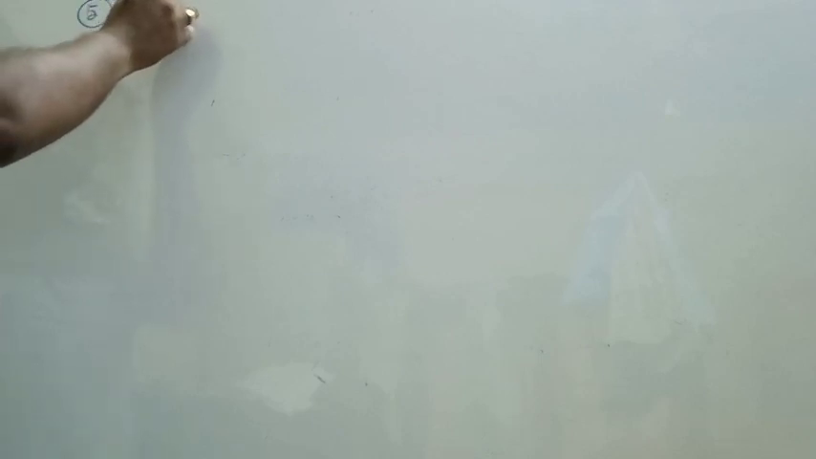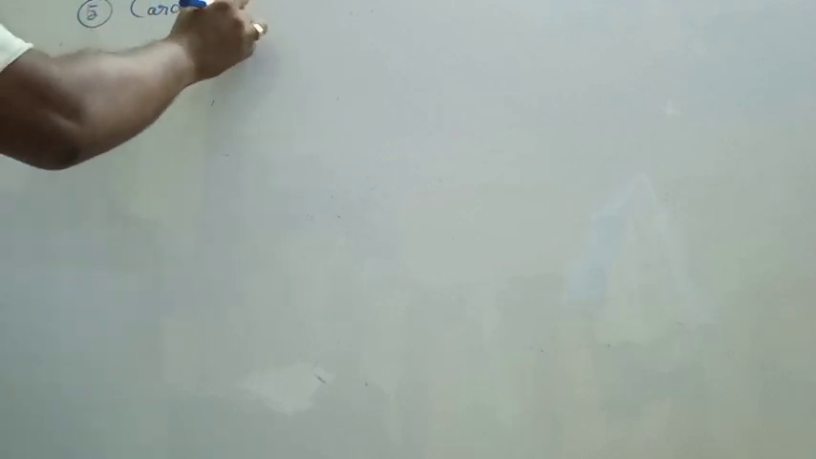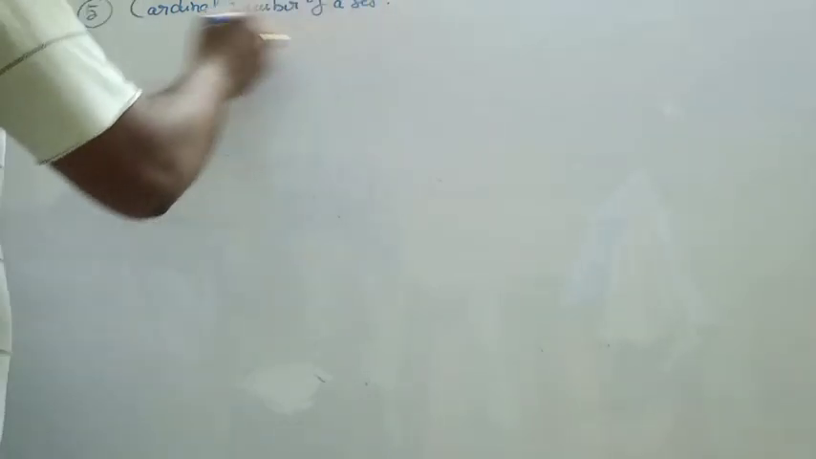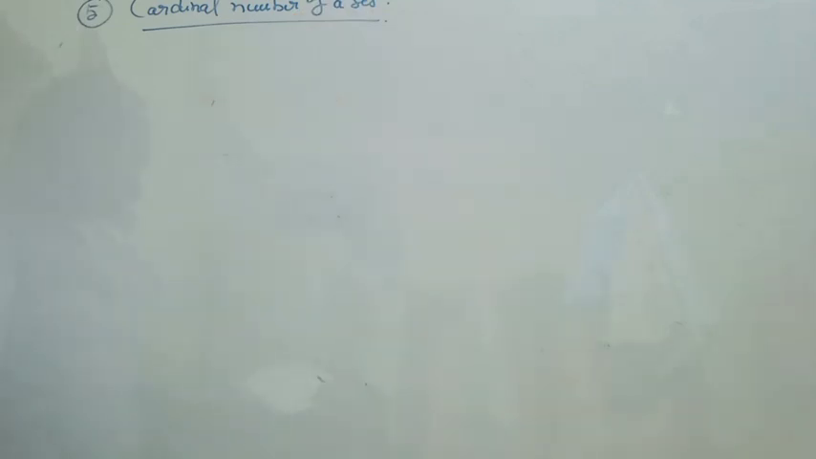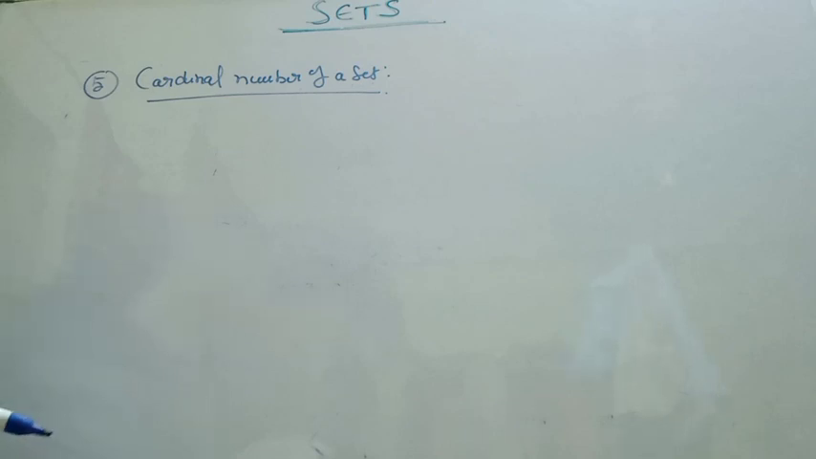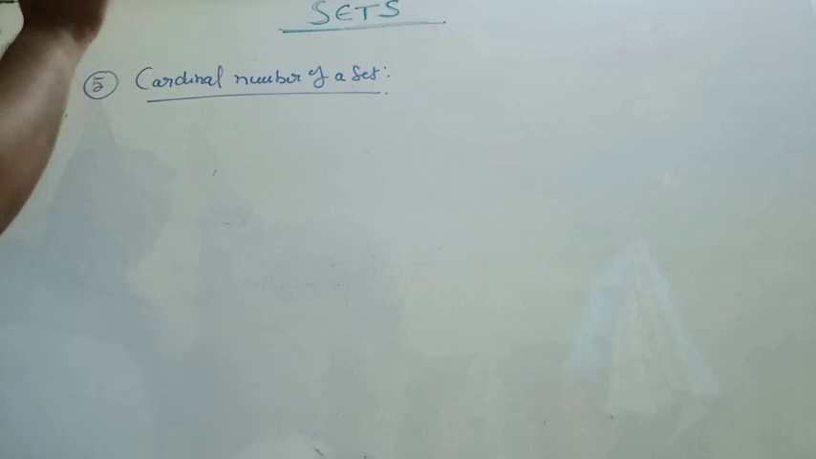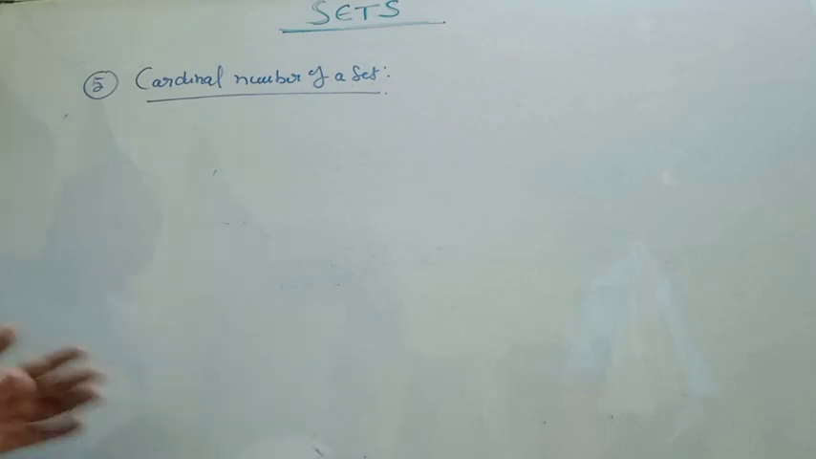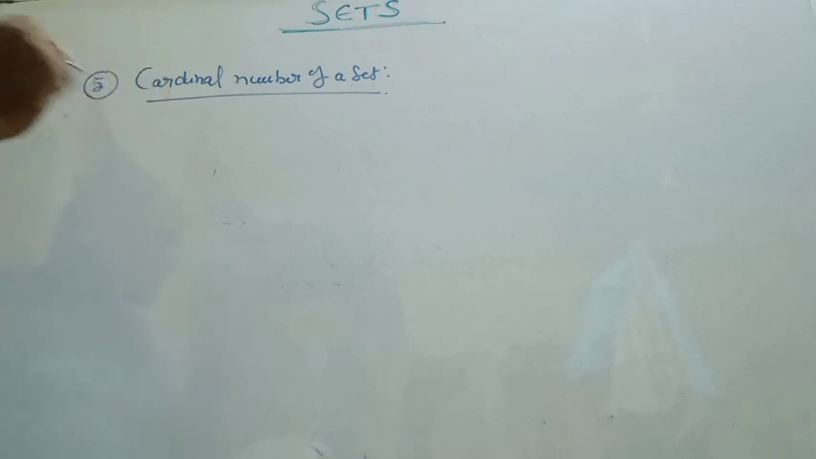Next, the fifth one we have is the cardinal number of a set. My dear students, what do you mean by the cardinal number of a set? It means the number of elements present in one particular set is called the cardinal number of the set. I am repeating once again for your classwork: the number of elements present in one particular set is called the cardinal number of a set.